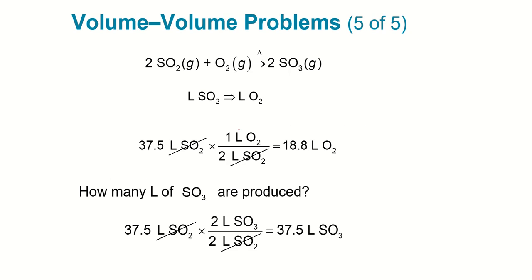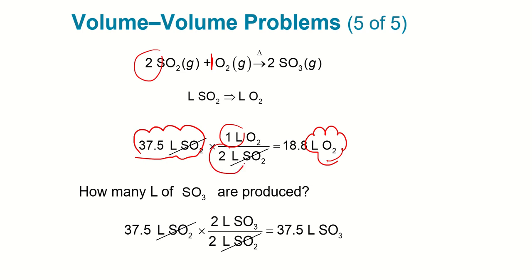So if I don't know how many liters of O2, but I have 37.5 liters of SO2, the only thing you need to know is the mole ratio or volume ratio. So 1 liter of oxygen for 2 liters of SO2. Simple, okay? The only thing I did here is 37.5 times 1 divided by 2, exactly what I have here, right?